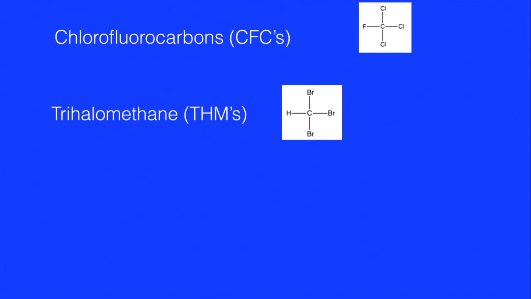Drinking water is one of the places we can find these. Trihalomethanes, or THMs, and total trihalomethanes is TTHMs. These are compounds where there's one carbon and 3 halogens. Here I'm showing the 3 bromo group, so it's bromoform, but you could have 3 chlorines there, or maybe 2 chlorines and a bromine, or 2 bromines and a chlorine.